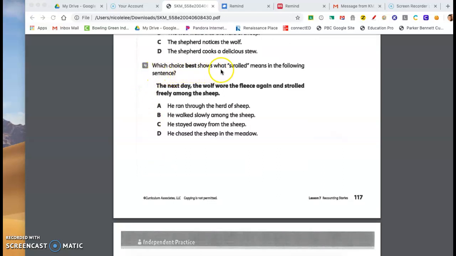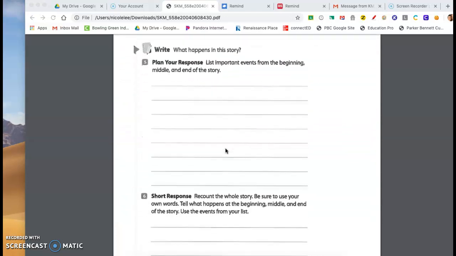Which choice best shows what strolled means in the following sentence? So take careful note of what it could mean to stroll. The next day, the wolf wore the fleece again and strolled freely among the sheep. Think about another time you've heard the word strolled, like a stroller, or maybe taking a stroll through the park. Just make careful note of what the word strolled could mean before you answer that question. And then move on to the right portion.